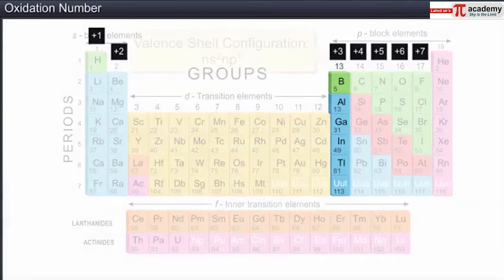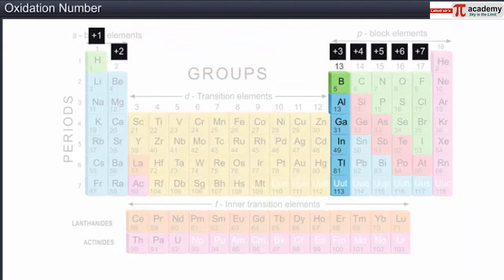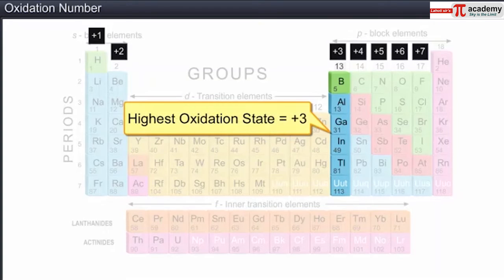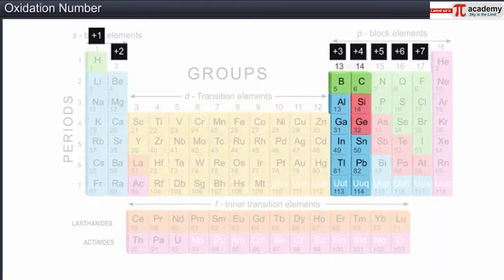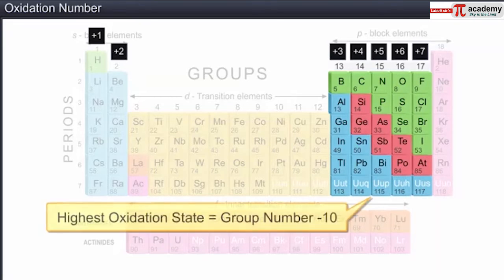For example, the valence shell configuration of the 13th group elements is ns2, np1. They have 3 electrons in their valence shell that they can lose to obtain their octet configuration. Hence, the group 13 elements exhibit highest oxidation state of +3 in their compounds. The same trend applies to all elements from the 13th to the 17th group. In other words, the highest positive oxidation number for p-block elements is equal to the group number -10.